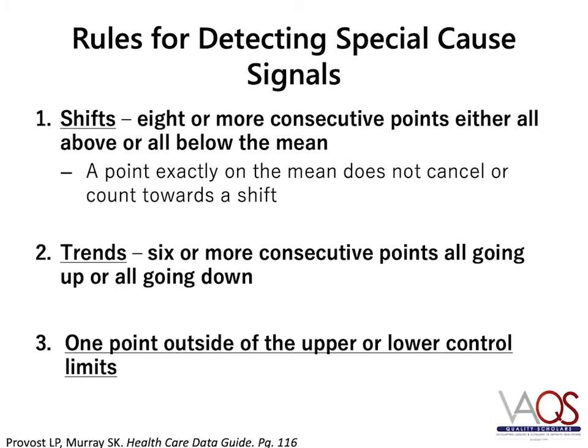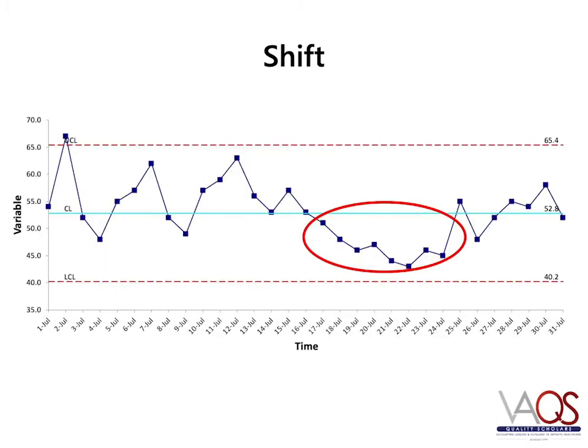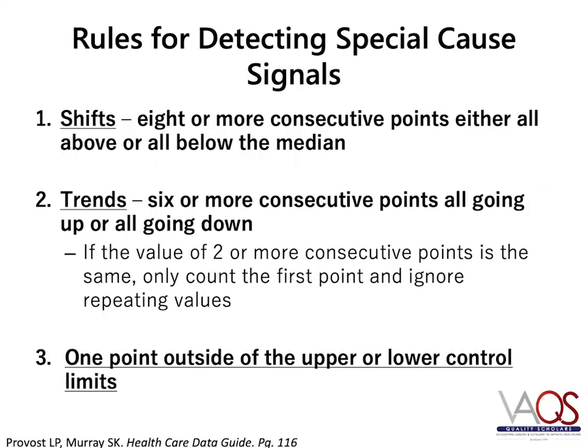for a shift. In this example statistical process control chart, we see that there is a shift starting at July 17th with 8 consecutive data points below the mean. The second special cause signal is a trend. Trends are 6 or more consecutive points, all going up or all going down.